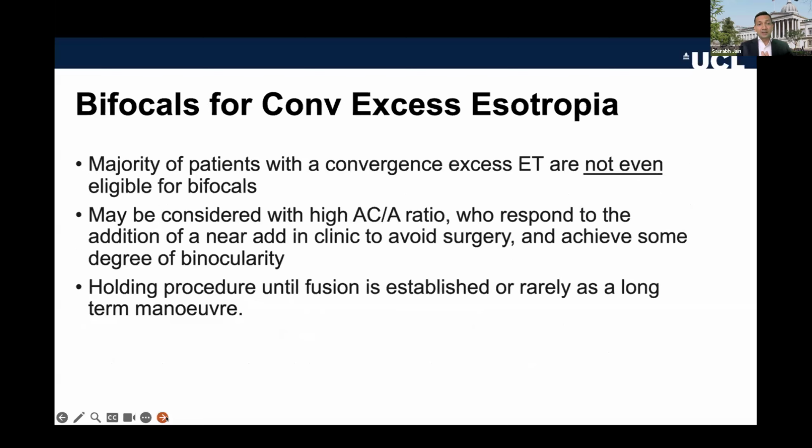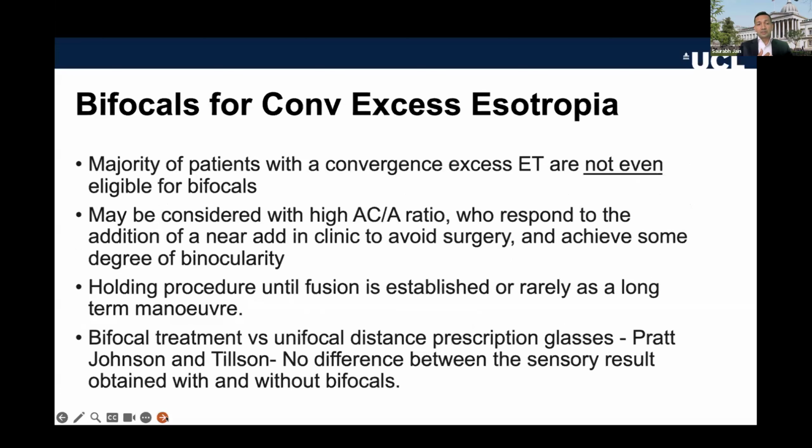So do remember that bifocals may be considered for those with a high AC/A ratio who respond to the addition of a near add, so that they can achieve some degree of binocularity. For most of us, we see these glasses as a holding procedure until we can do something a bit more long-term for them. The only study I could find that looked at bifocal versus unifocals found actually there was no difference in sensory result.